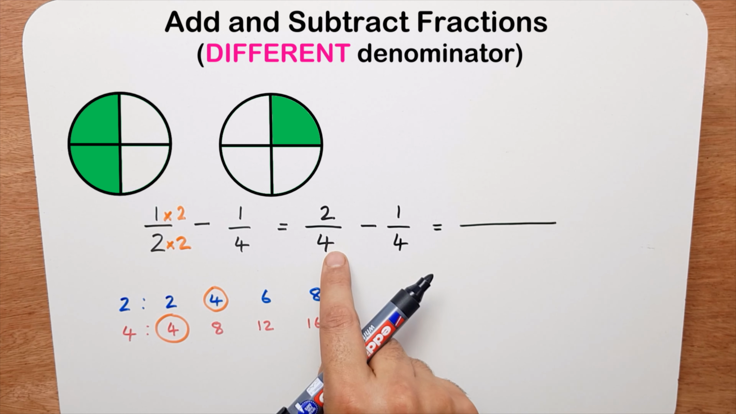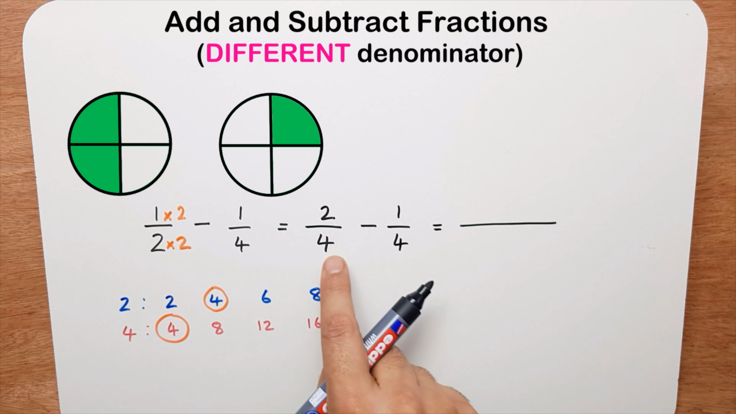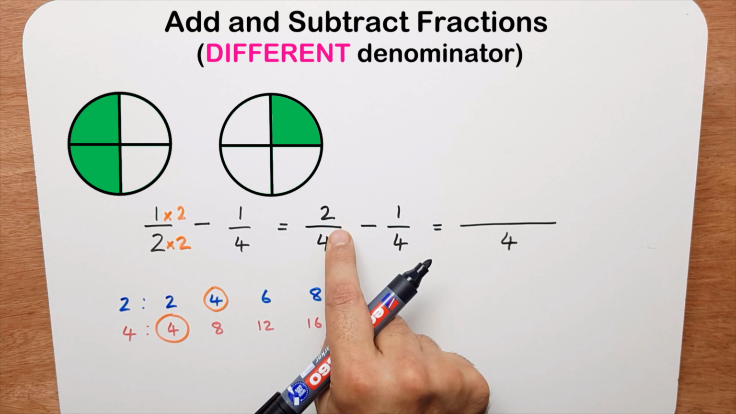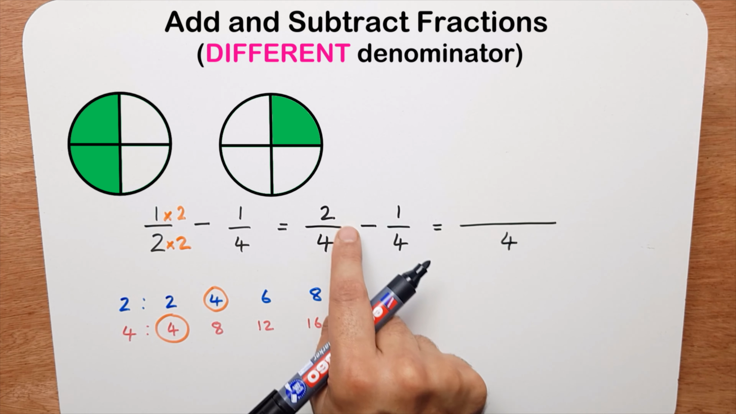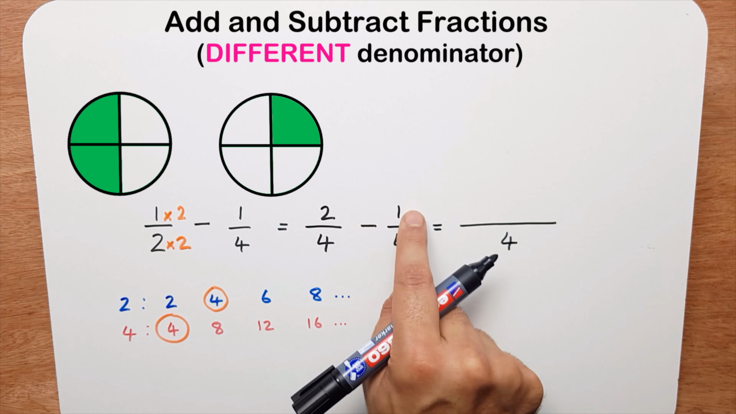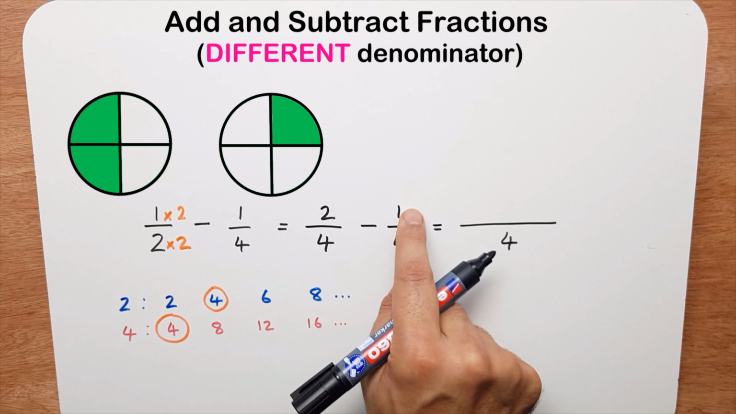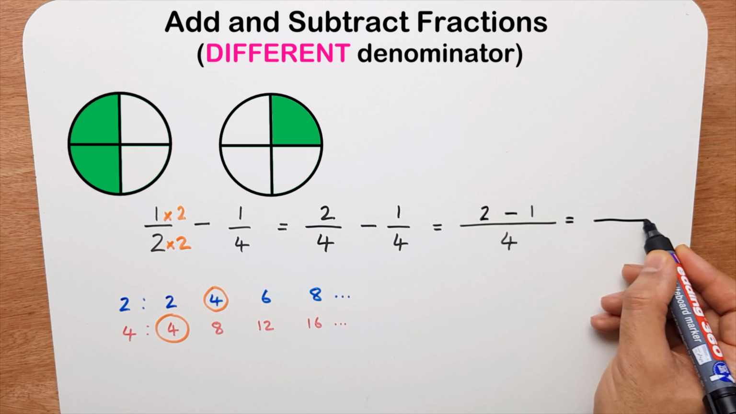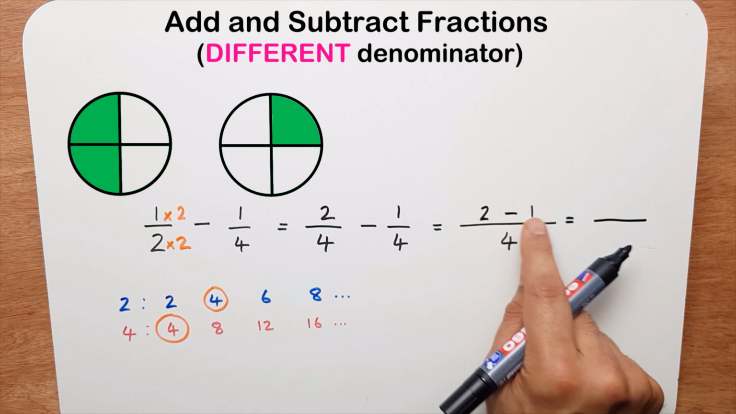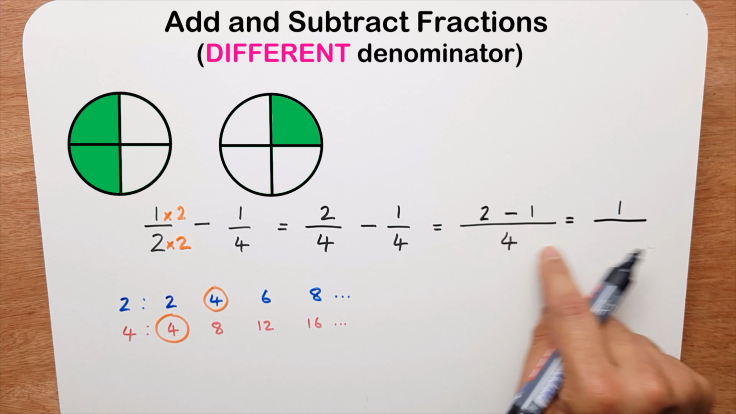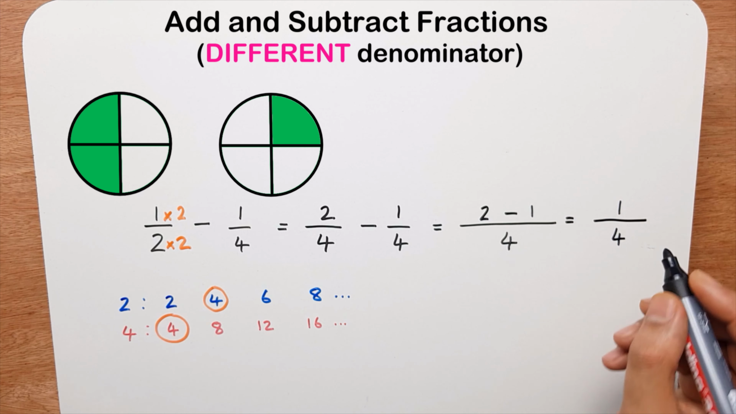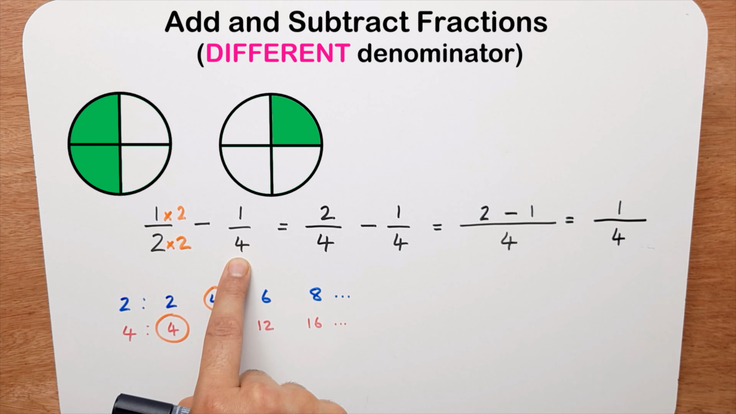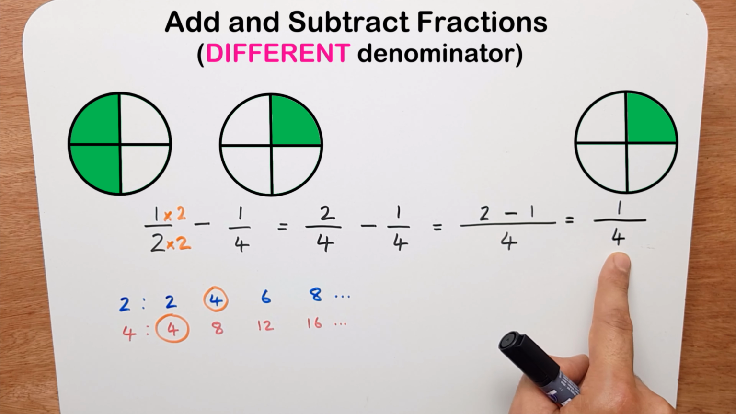Now this is easy because they're both the same. The denominators are both 4. So I put the 4 here and I simply do the top bit. 2 subtract 1. 2 take away 1. So let me write that out there. And I can finish it off here. 2 take away 1 is 1, and you have a 4 at the bottom there. So I can say 1/2 take away 1/4 equals 1/4.